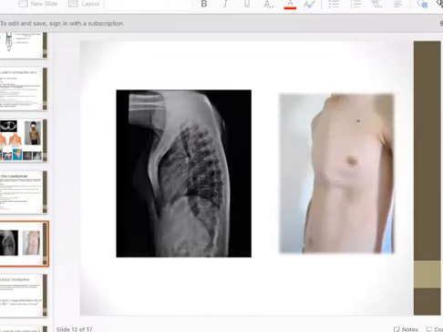This is what we call pectus carinatum, or pigeon chest. It will appear like this.